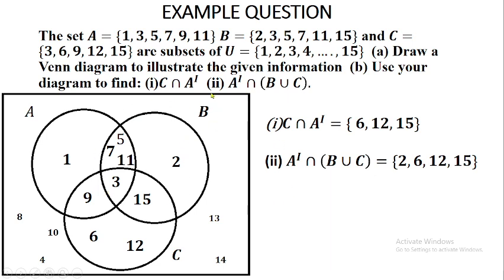Then you are asked to draw the Venn diagram given these three sets, which are subsets of the universal set. So what do you do? First, draw a rectangular box representing the universal set U, and inside it we have 1 to 15 as the elements. Since we have three subsets A, B and C, you draw a circle to represent set A, another circle to represent set B, another circle to represent set C, and make sure that they all overlap like this.